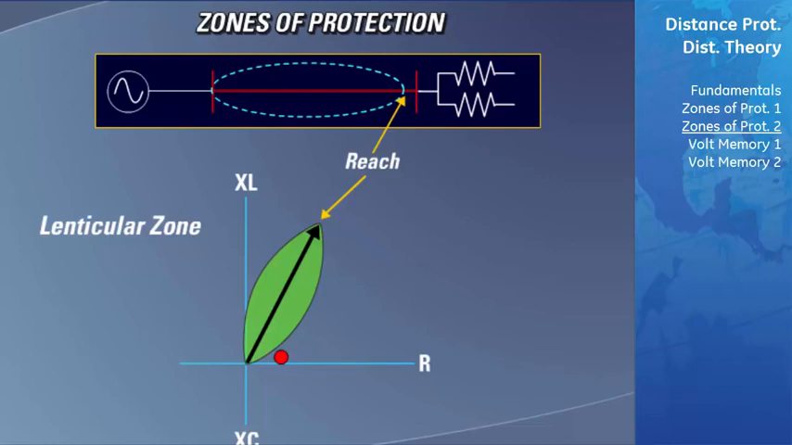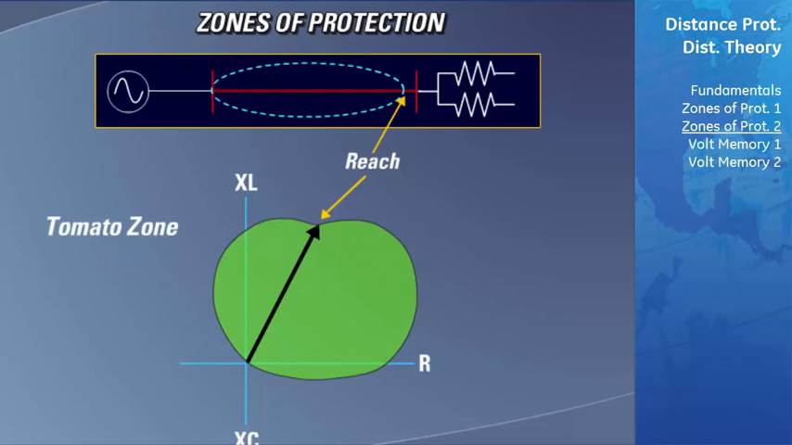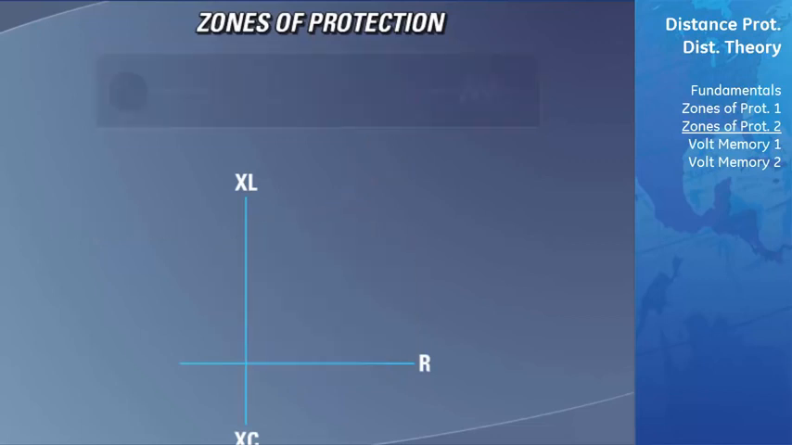As a side note, the D60 relay also gives the protection engineer the ability to configure the mho characteristic into what is known as a tomato-shaped zone. A tomato-shaped mho characteristic allows for faults that have more of a resistive element to fall into its zone of protection. The D60 relay also allows you to create what is known as a quadrilateral zone of protection.